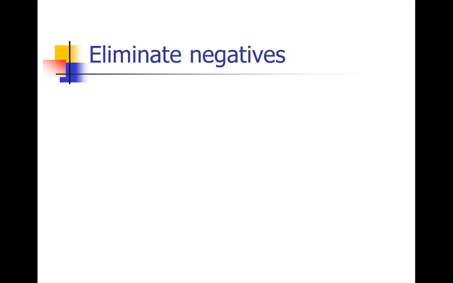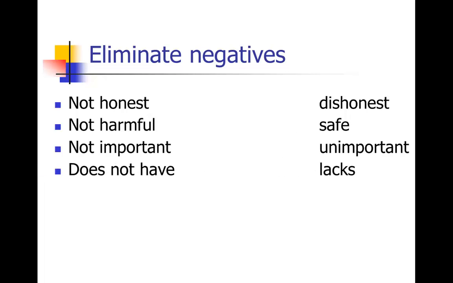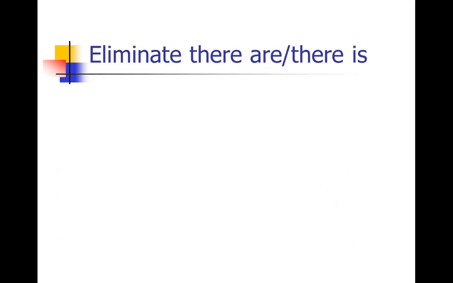So there's almost always a way to turn that negative into a positive. For example, if you have not honest, you could say dishonest. If you have not harmful, say safe. Not important, unimportant. Does not have could be lacks. Did not remember, forgot. Did not pay attention to, ignored. There's almost always a positive way to say it. Did not succeed, failed. So pay attention, and in your writing, we're going to be looking at some examples in this class. When you find yourself writing nots, think about it. Sometimes you have to be a little clever, but if you think about it carefully, you can usually find a way to put it in a positive.